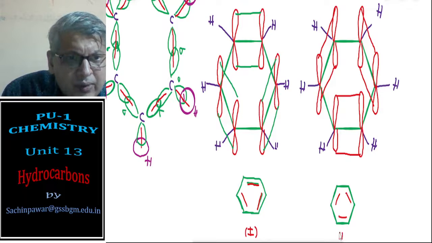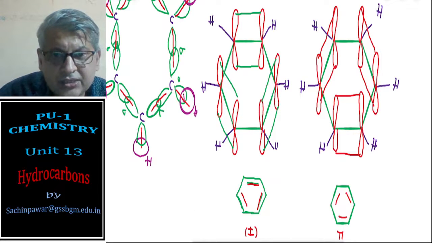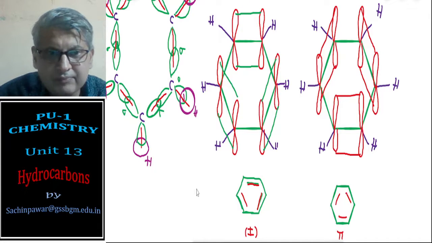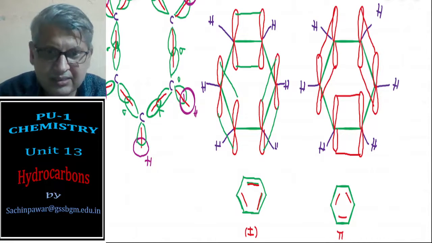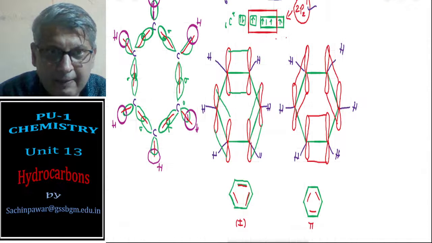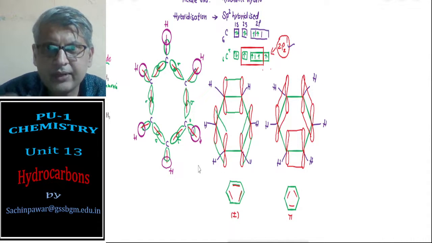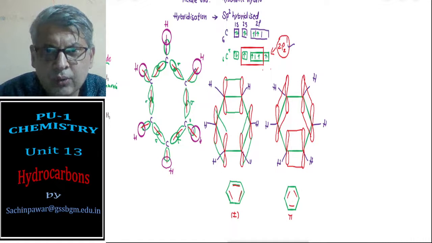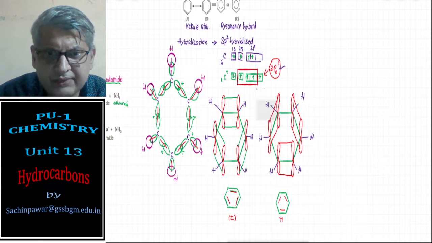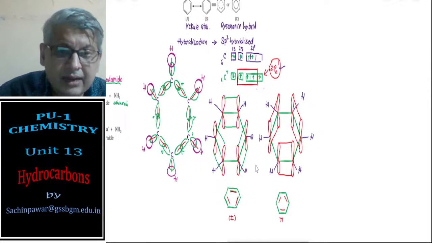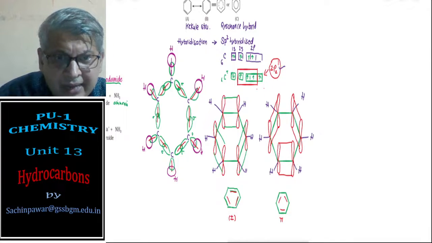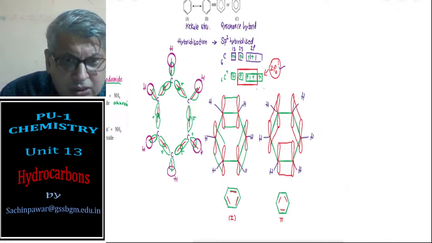So Kekulé structure 1 and Kekulé structure 2 are both possible structures. I have just decreased the size of this. So Kekulé structures are possible. Now the resonance hybrid structure also can be written.